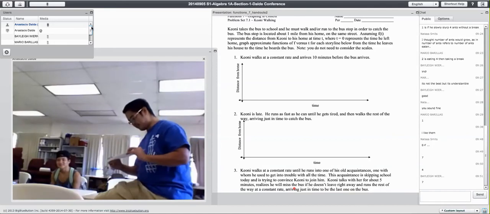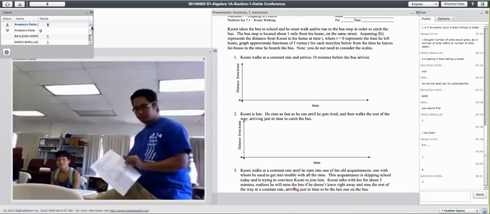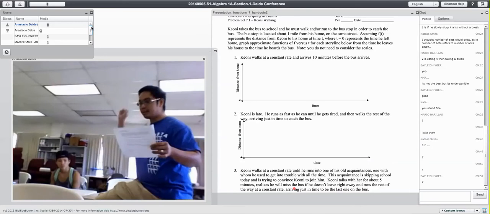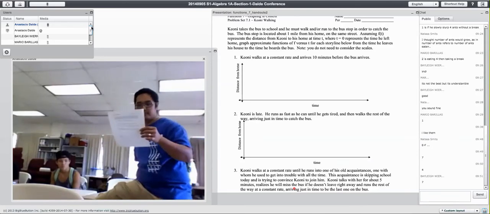All right. Let's do this next one. Let's read it, okay? Makana, why don't you read this for us? Not to say that I can't read. I just want you to read.